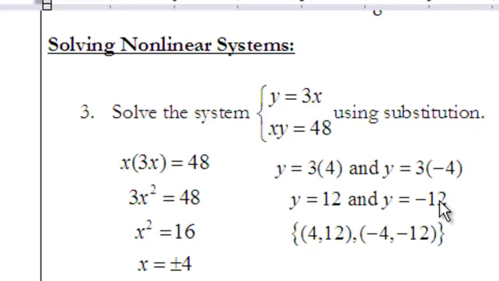Now, all of those four numbers are not interchangeable. 4 and 12 are paired together, so that's my ordered pair. And negative 4 and negative 12 are paired together, so that would be my second ordered pair. So this right here would be my solution set for this system.